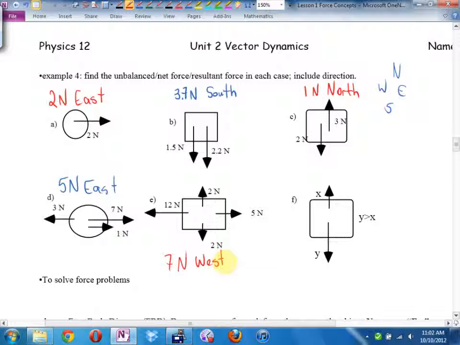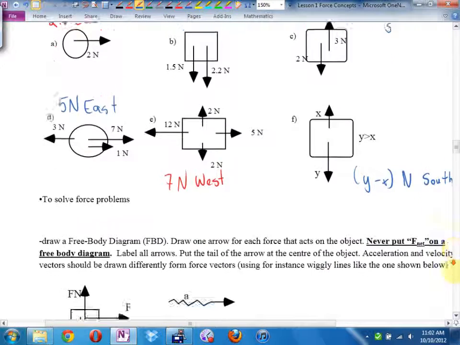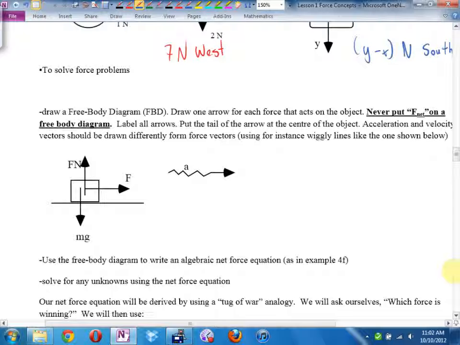F. Okay. Algebraically, if you know that y is bigger than x, what would the algebraic expression be for your net force here? Y minus x newtons. Direction? South. South. We're going to pause here.